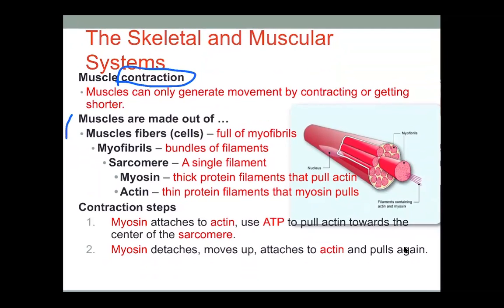But that's the only thing they can do. Again, here's a nice little breakdown of the structure, which I went over earlier. And again, I want to zoom in now on the two proteins, the myosin and the actin. I know that a lot of this can be confusing, but the key thing to remember is that the myosin pulls on actin. That's the key thing to remember.